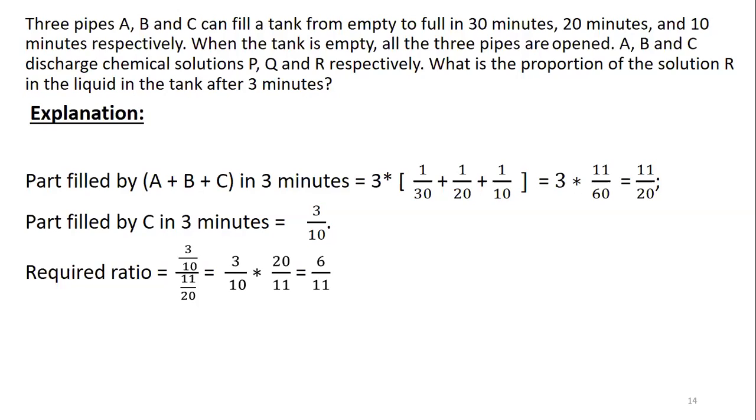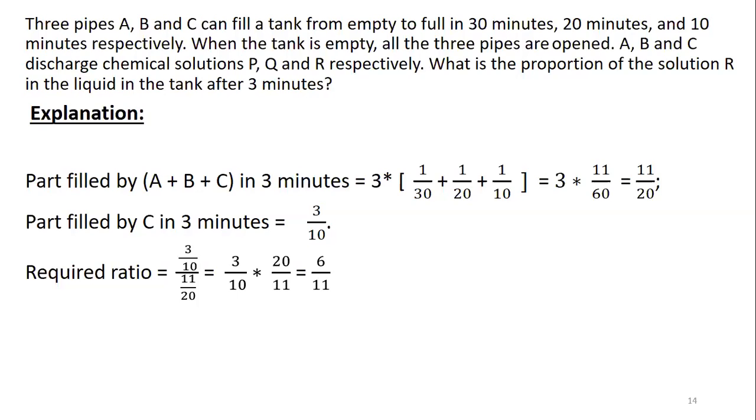Now the part filled by A, B, C in 3 minutes. So in 1 minute, how much will they fill? 1 by 30, 1 by 20 and 1 by 10. So adding all, that is the 1 minute job done by A, B, C. Now the 3 minute job is multiplied by 3. That's all. So now you get 11 by 20. So 11 by 20 part of the tank is filled in 3 minutes.